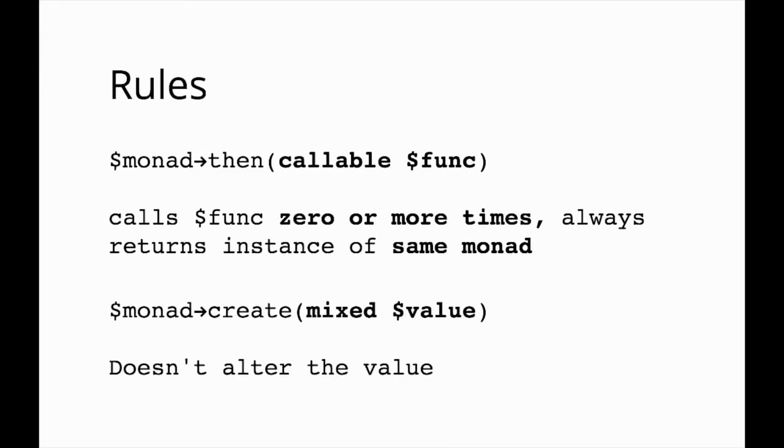They have rules that we've seen as well. When then is called, it needs to call the function we provide 0 or more times because maybe the monad's empty, or maybe it has a null value inside. It always returns an instance of the same monad. When we had Maybe, and we called then on it, we got back a Maybe, whether or not it had a value or null in it. When we had Many, we called then and we got back a Many, whether or not it had anything in it. And when we call create, it shouldn't interfere with that value either.